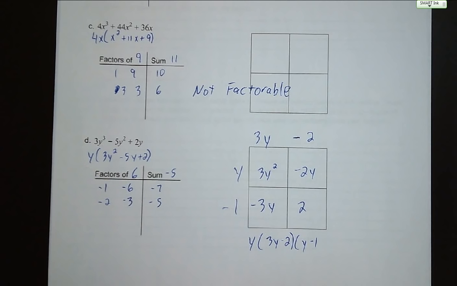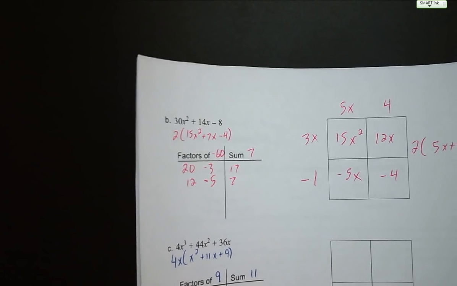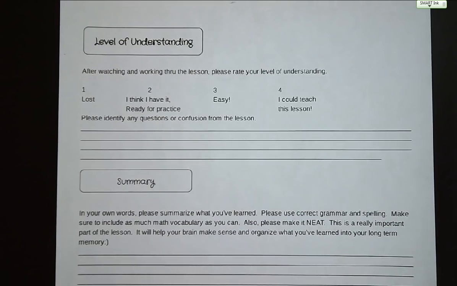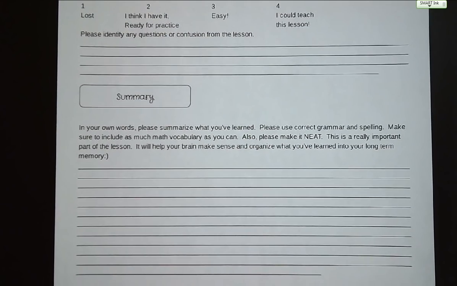Okay. That is the end of our notes for today. Make sure you fill in your level of understanding for these problems, 1 being lost, 4 meaning I can teach this lesson. Make sure you write down any questions, and I know you have them, so make sure you write them down. And make sure you come up with your summary of what to do when factoring trinomials where there is an a value that is not 1. So anything other than 1 attached to the x squared term.